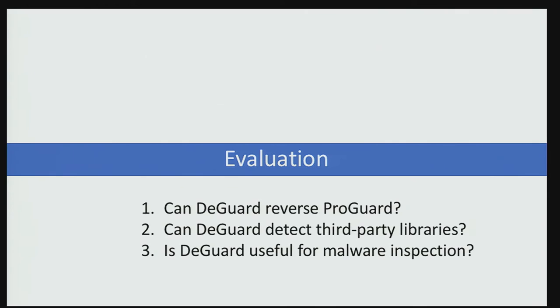All right, so how useful is DGuard in practice? We ran a couple of experiments, and the main security questions that we ask in this evaluation are the following. We wanted to check whether DGuard can reverse ProGuard, where ProGuard is the most popular layout obfuscation tool for Android. It actually gets shipped natively with Android Studio, and by default, all the APKs get obfuscated using ProGuard. Then we also check whether we can detect third-party libraries using DGuard. And as a last question, we wanted to see how useful DGuard is when we try to use it to inspect, to reverse engineer malware, to understand how malware works.